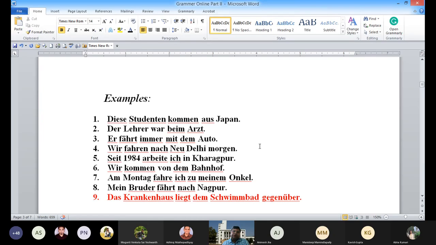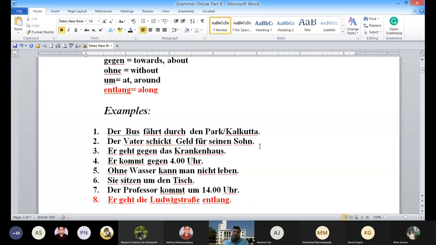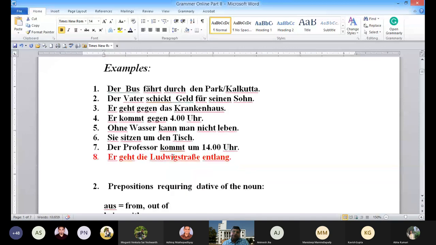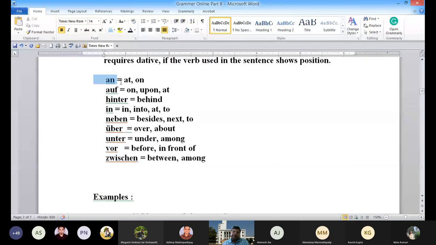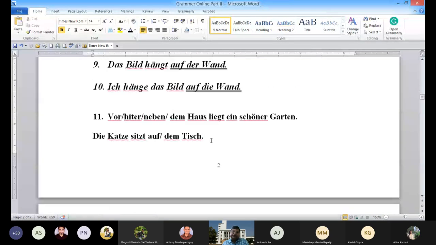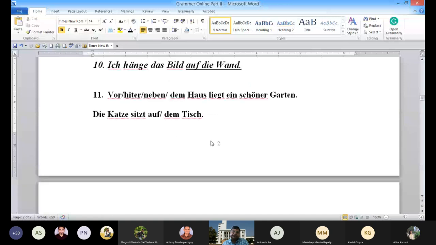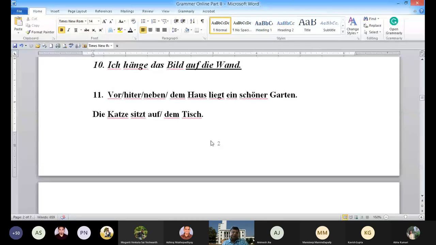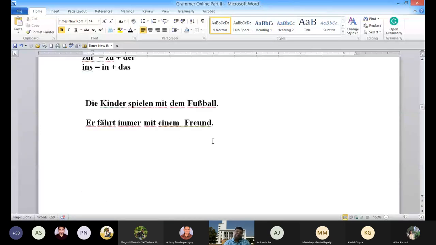So I explained to you three groups of prepositions. The first group always requires accusative. The second group always takes dative. The third group is sometimes dative, sometimes accusative. When? If the sentence, particularly the verb, shows action, accusative. And if it shows position, dative. That's the basic difference. If you understand these things, then there won't be much problem.